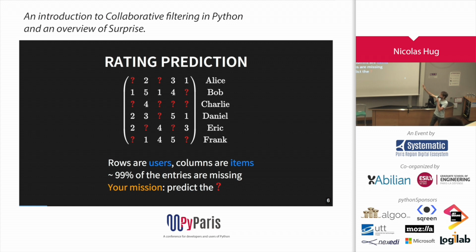So we have, for example, here Alice, Bob, etc. And the items, I'll just take the example of movies, could be, for example, Titanic, Toy Story, etc. And our mission here is to predict the missing values.